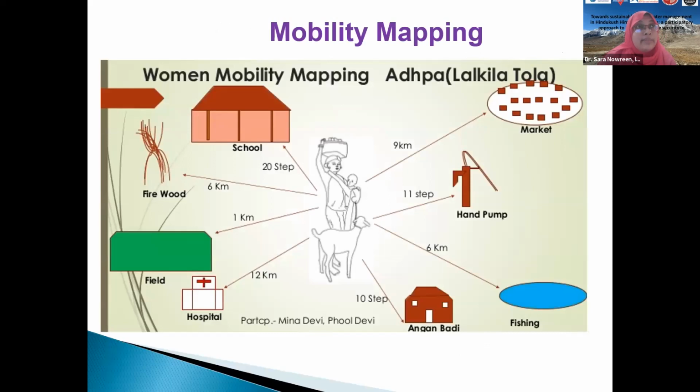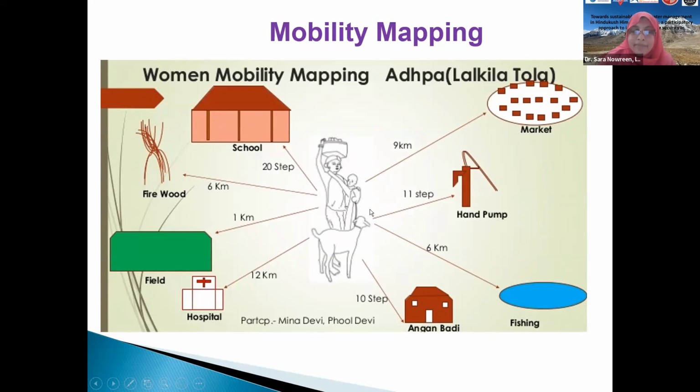This is a mobility mapping. In the case of mobility mapping, it's simple. For example, this is a woman, where she collects her water from, and where she goes in a day. These kinds of maps will give you an idea of how much effort she needs to go where. This is simply a mobility map.